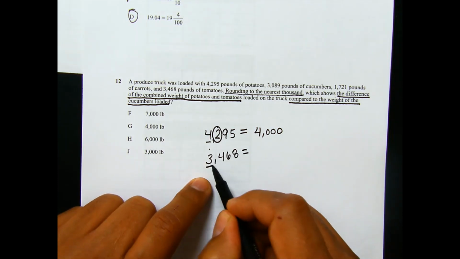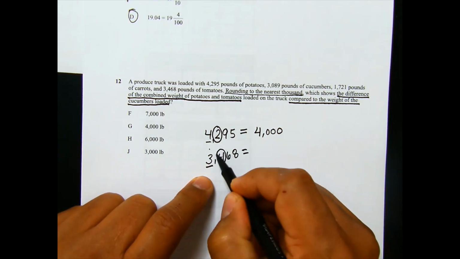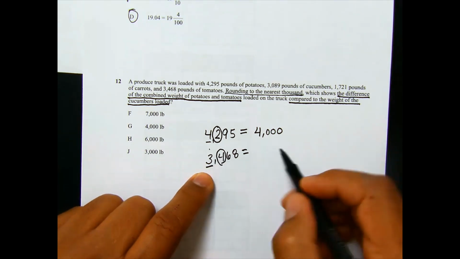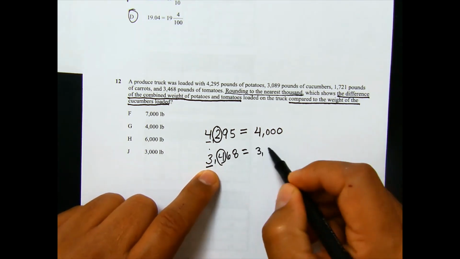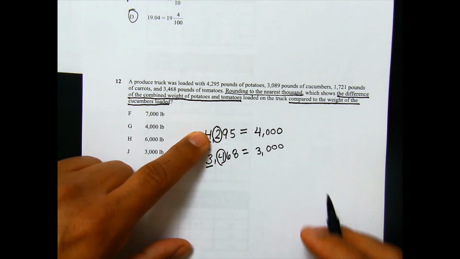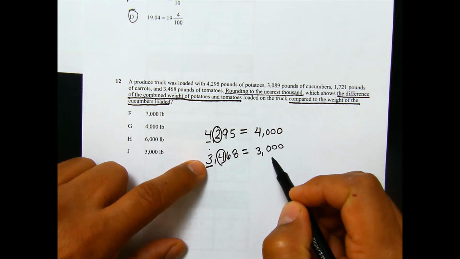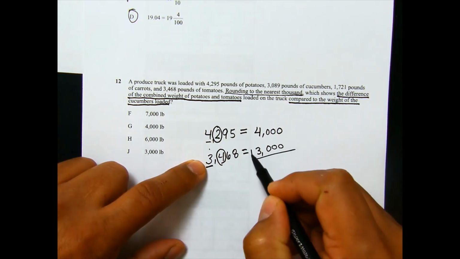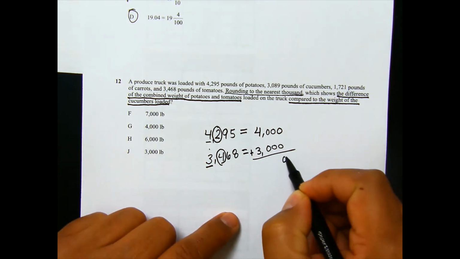Same thing. I'm going to underline the thousands place, circle the hundreds place. That 4 is less than 5. So the 3 stays the same. The rest becomes zeros. So potatoes round down to 4,000 and tomatoes round down to 3,000. If I combine those two, I have 7,000.